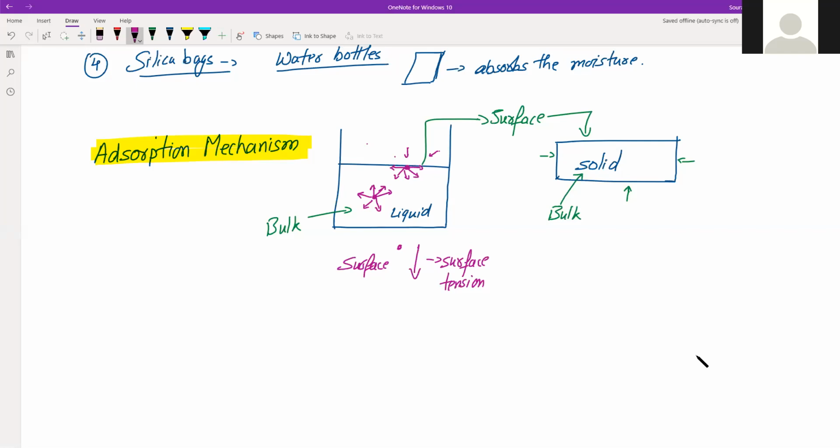Now a similar inward force of attraction exists at the surface of a solid as well. So there is nothing different in a solid. You may not call it surface tension, but the resultant force here will be inwards, while the molecules in the bulk of the solid experience similar forces in all directions. So that is the difference between the surface and the bulk.